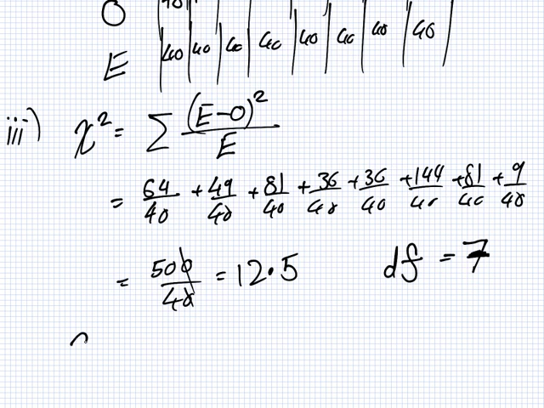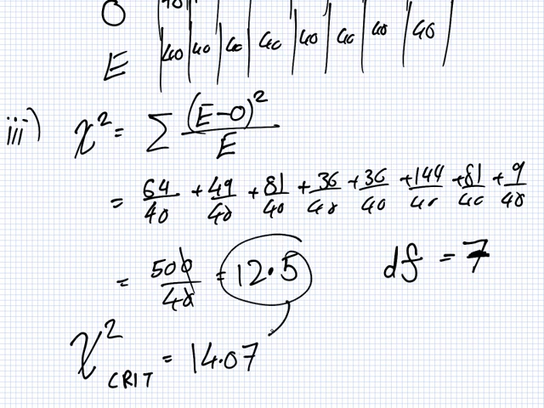Does anyone know what this value is called in the table book? Yeah, it's called the critical value, 14.07. So what you do is you compare your value to the critical value. If your value is smaller, what do you do? Don't reject. And if it's greater, reject. So in this case, what do we do? Fail to reject the null hypothesis.